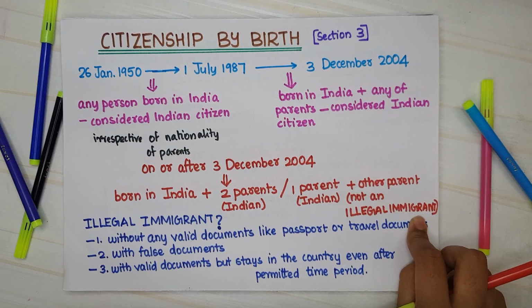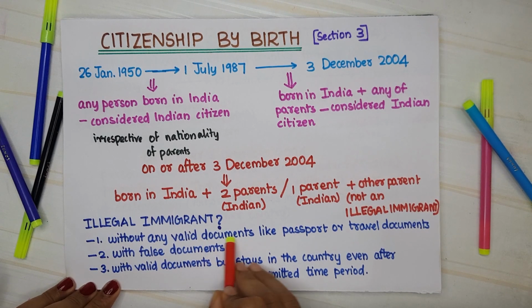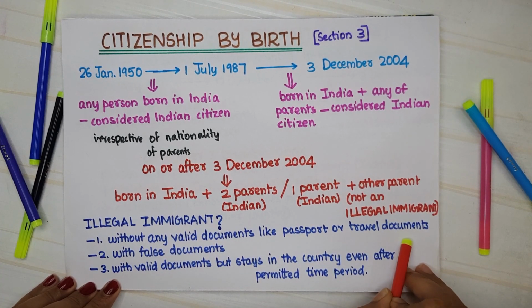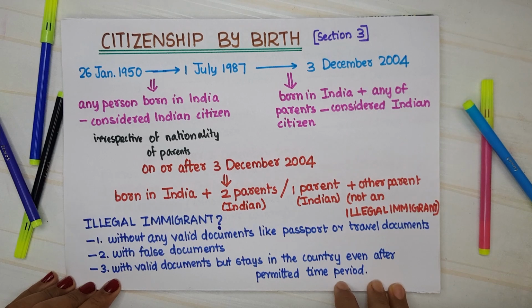That is, either both parents should be Indians, or one parent should be an Indian and the other should not be an illegal immigrant. Here, illegal immigrant is clearly defined in this section. What do we mean by an illegal immigrant? An illegal immigrant is a person who has no valid documents like a passport or travel documents, or possesses false documents, or has true or valid documents but stays in the country even after the permitted time period. Such a person is called an illegal immigrant.